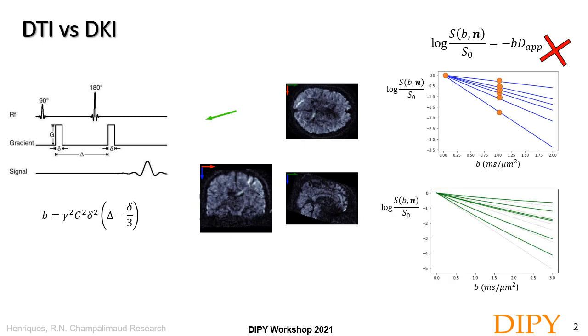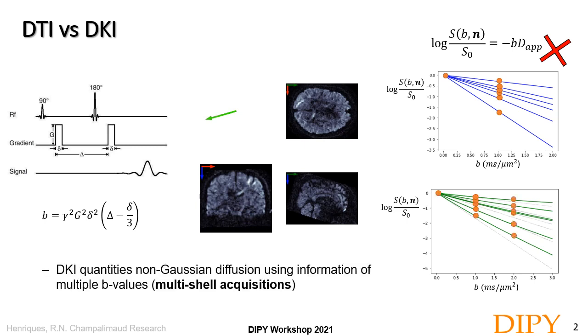However, in real tissues, one can observe deviations from this linear decay due to non-Gaussian properties of diffusion in tissue. DKI is an expansion of DTI that tries to capture this non-Gaussian behavior using information from multiple B values. This is also known as multi-shell acquisition.